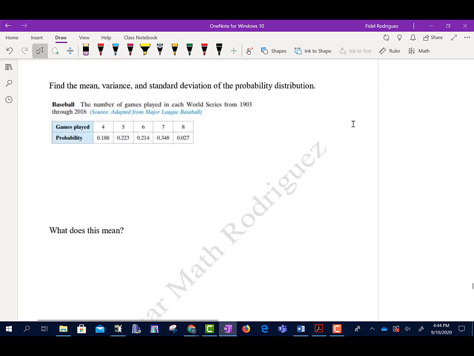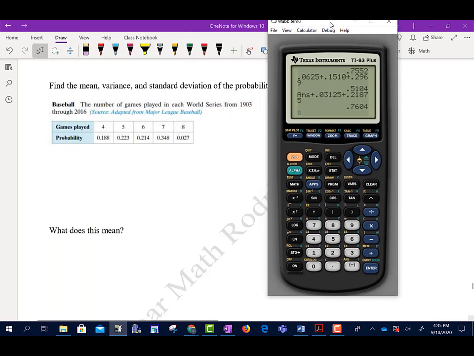So let's see if we can find this next part here. And it says, find the mean, variance, and standard deviation of the probability distribution. So it says baseball, the number of games played in each World Series from 1903 to 2016. Okay. So let's see. We're going to make a table. Let me grab my calculator again. I'm going to move it over here to the side.